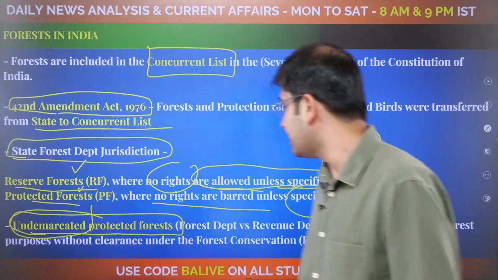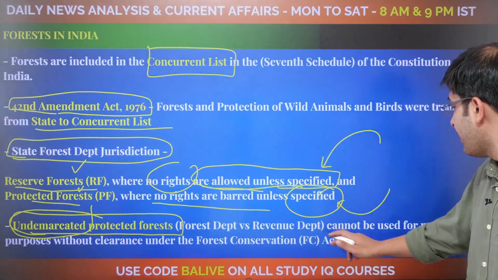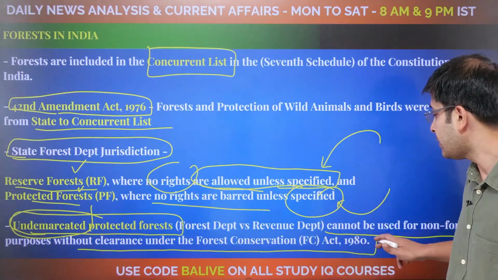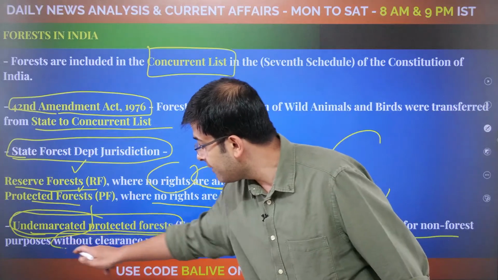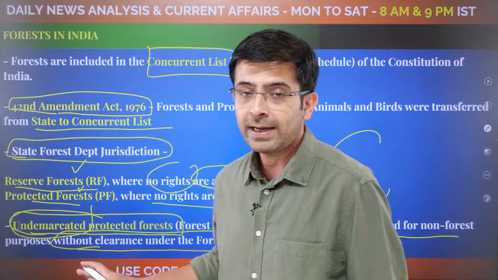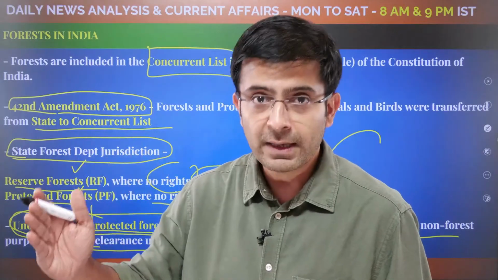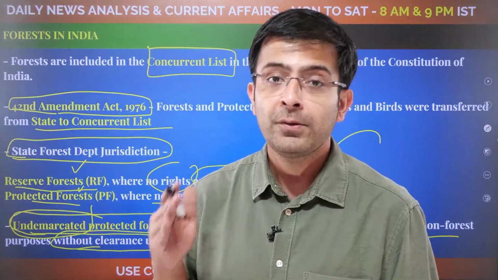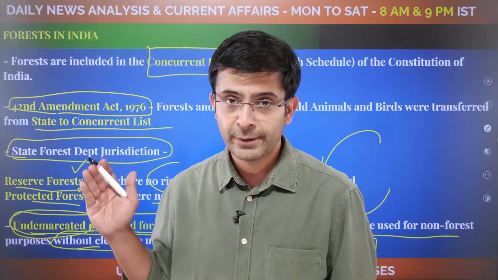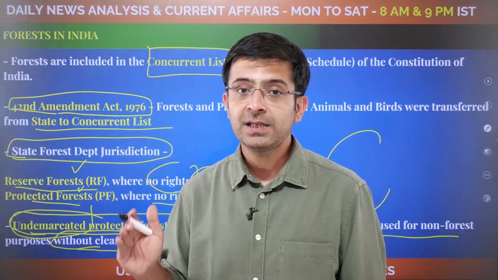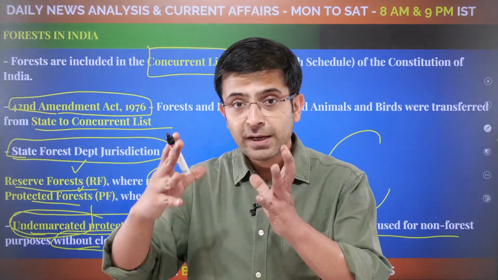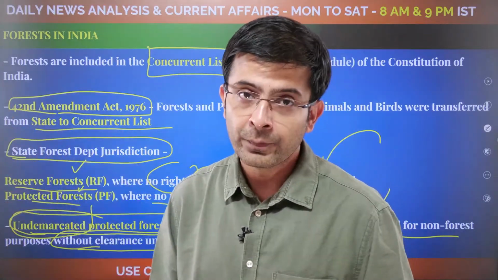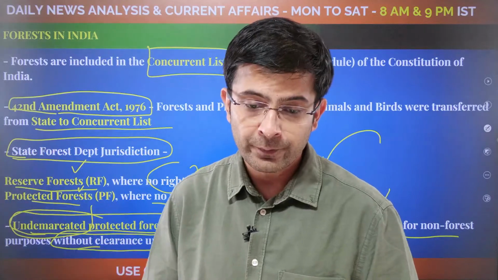So these undemarcated protected forests cannot be used for non-forest purposes without clearance under the Forest Conservation Act. Even though they are undemarcated, you'd realize that if you were to change the nature of that particular land, suppose you are going to make an industrial park on it, you are going to need clearance from the MOEFCC, New Delhi. The Ministry of Environment, Forest and Climate Change will give you the permission to change the nature of that land from, say, undemarcated protected forest to a commercial land, or an industrial land, or whatever it is being used for. Are you able to get that?